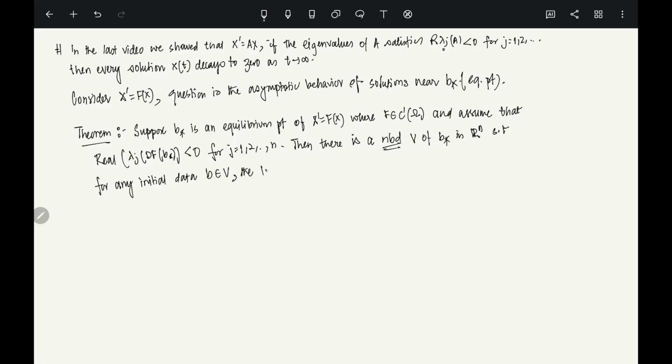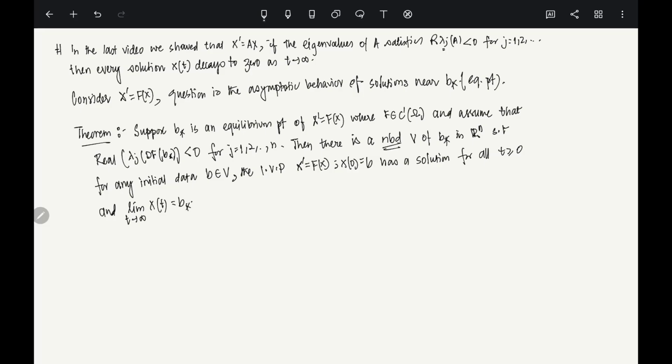The initial value problem. What is the initial value problem? X prime equals f of x and x0 equals b has a solution for all t greater than or equal to 0, and moreover the limit as t tends to infinity of x of t is b star. Is it okay?